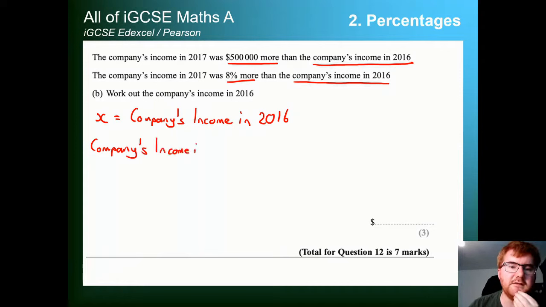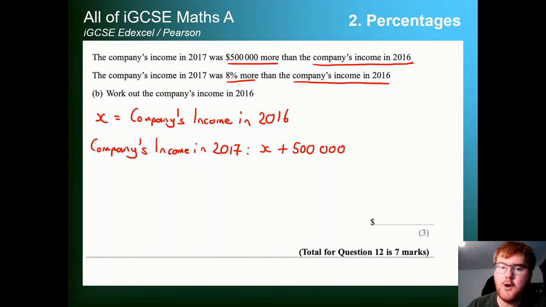In 2017, it's either whatever X is, and then we add on $500,000, big company, or we can think of it as increasing X by 8%. Now remember, with the multipliers, if we take 100%, add on 8%, that's 108%, and then we divide by 100 to work out our multiplier, and that gives us 1.08.